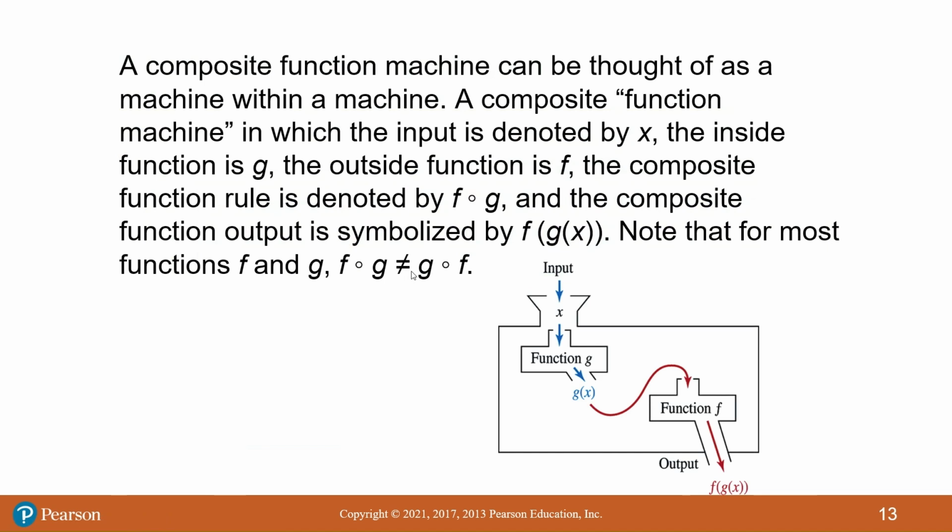Note that for most functions f and g, f of g is not equal to g of f. Okay, so just because you can switch the order doesn't mean you get the same result. Let me show you what I mean by that. If we look at the basic picture here, we have this input x. It's going through the g of x function first, and then whatever's output from that is then forced through the f of x function to get the total output of f of g of x.